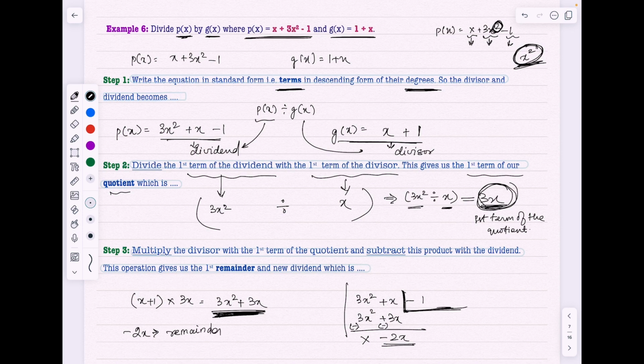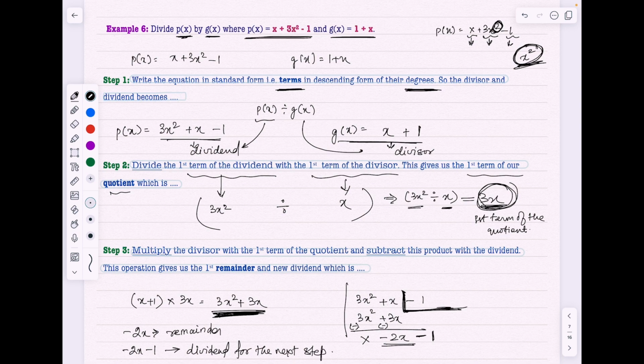And minus 1 is here. Minus 1 you are not doing anything, so that minus 1 will be carryover. So this minus 2x minus 1 will be the dividend for the next step.